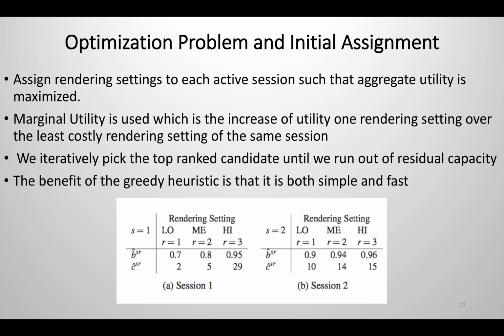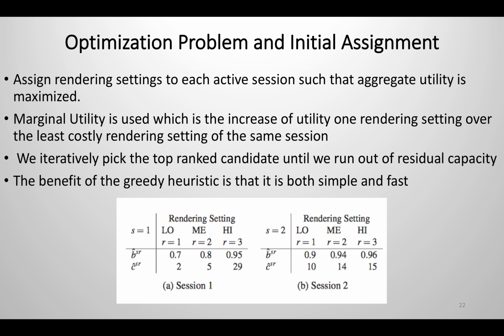So if you have a low cost rendering setting and you have a mid cost rendering setting, then we are comparing both of them. We are iteratively picking the top ranked candidate until we run out of residual capacity. And we are using a greedy heuristic. So the idea behind this heuristic is to transform a multiple choice knapsack into a version of regular knapsack problem and apply the standard greedy solution of regular knapsack problem.